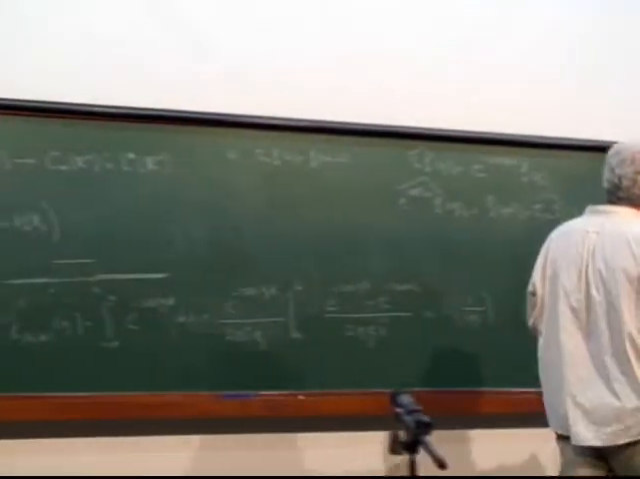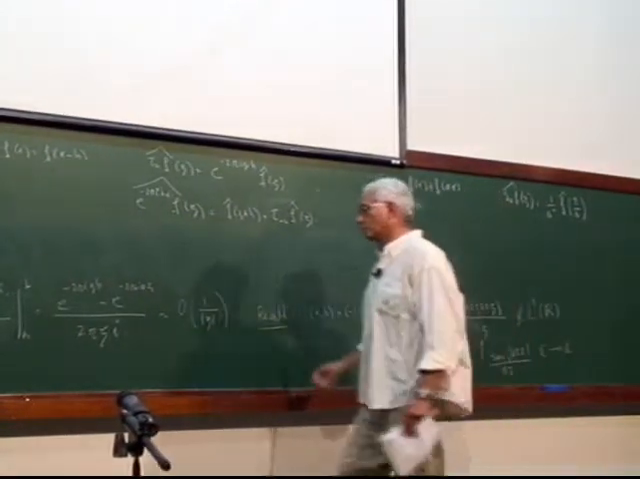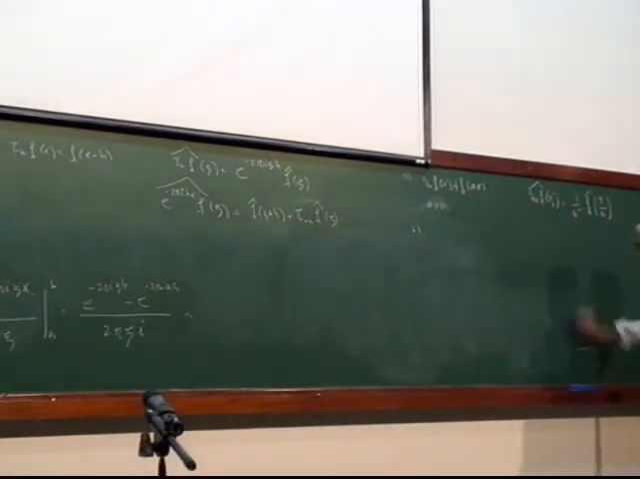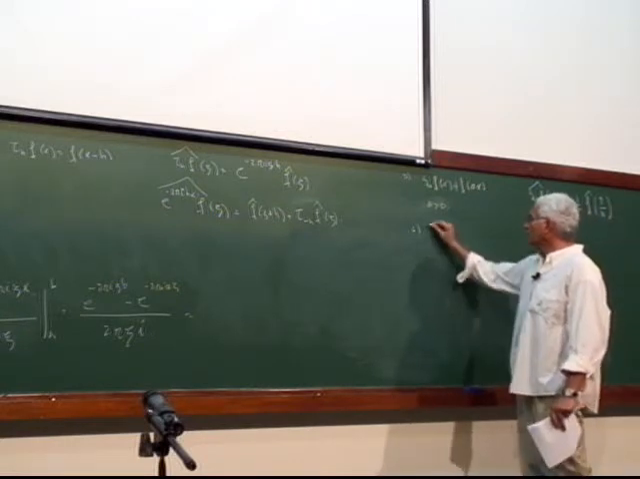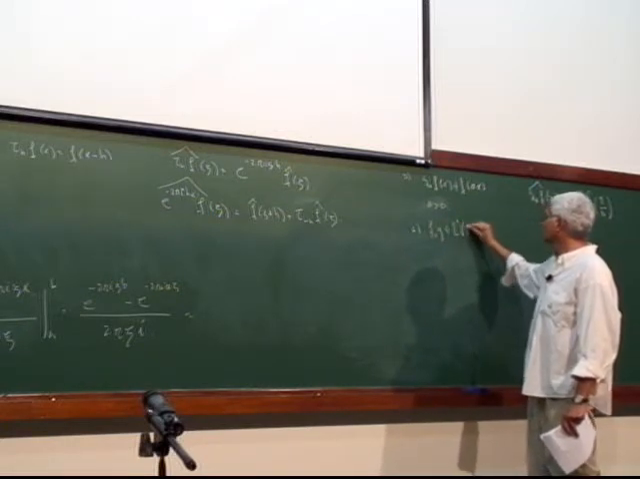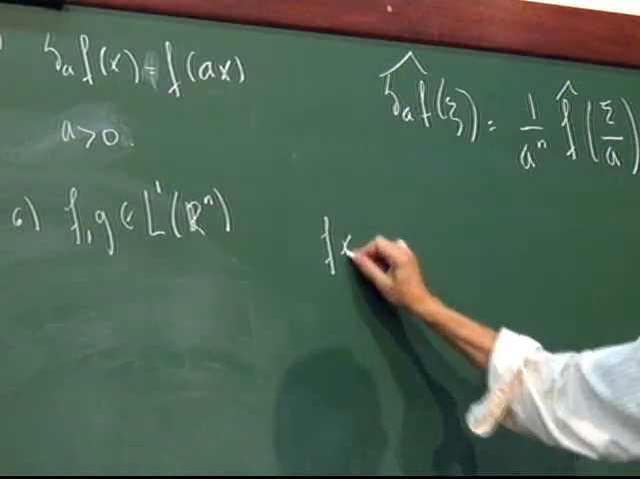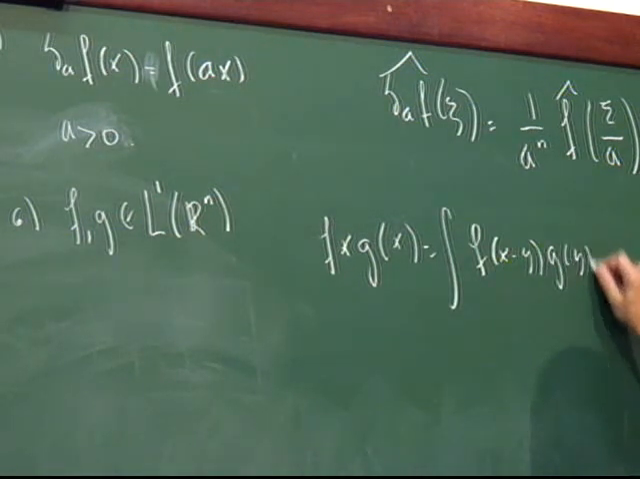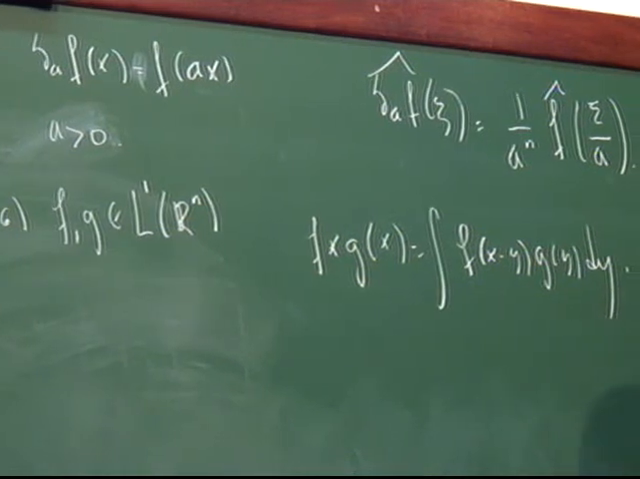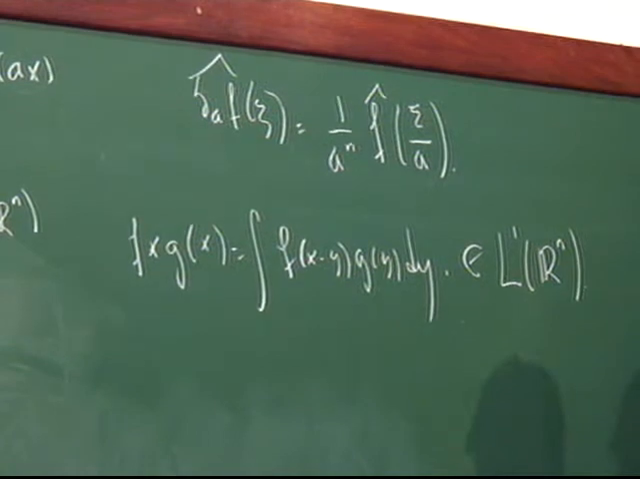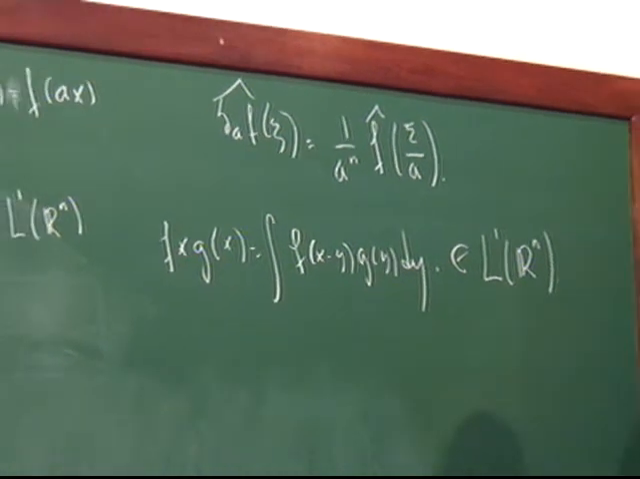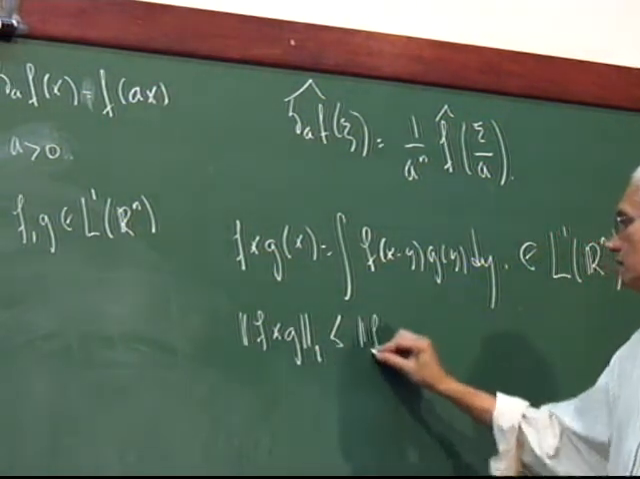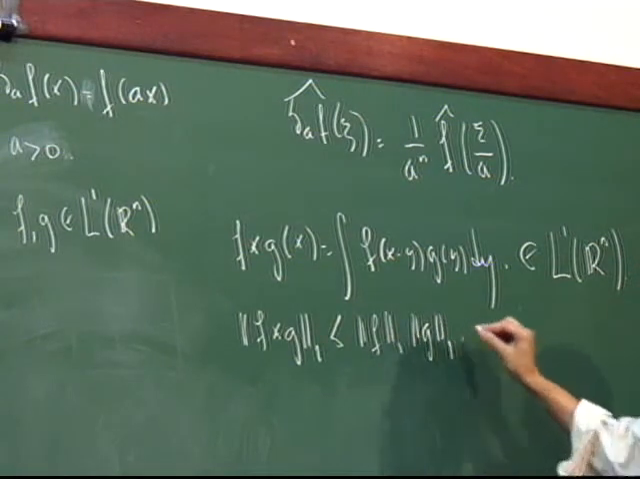No? Okay. One of the nicest things about the Fourier transform is the following property. If you have f and g, two functions in L1, you can define this convolution. This is again a function in L1. Right? And you have this property that the convolution of, by applying Fubini, you get this.